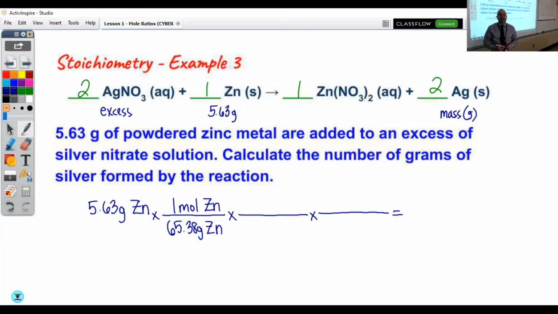In our second fraction, because we're going from moles of zinc to moles of silver, I'm going to use the coefficients from the balanced equation. I'm also going to make them green to help it stick out for you where we're going to use those numbers. So we have 1 mole of zinc here produces 2 moles of silver.